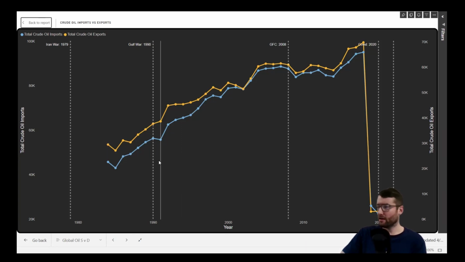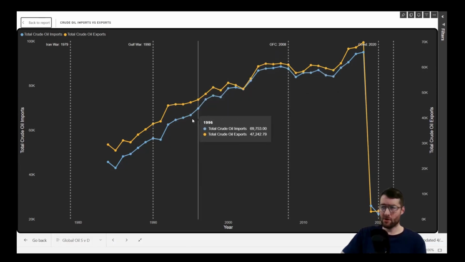We can see a massive drop here post COVID, but the two are pretty tight together for the most part, especially in more recent times. They've both trended in the same direction. There's a little disparity between the two.